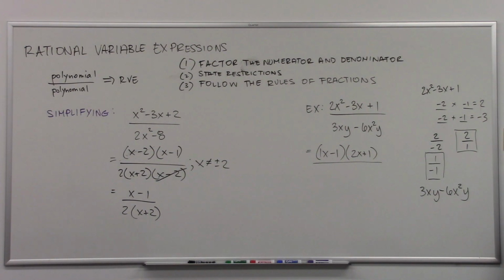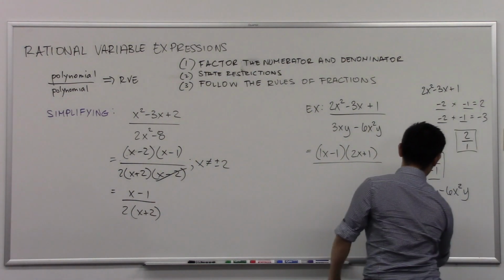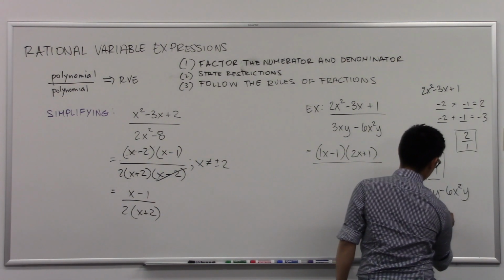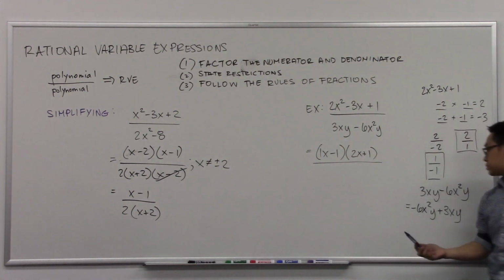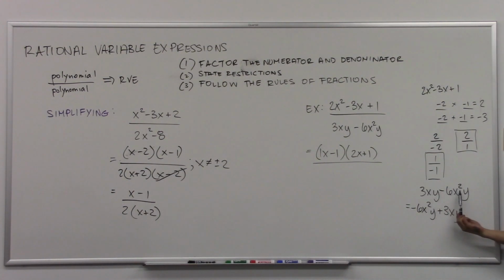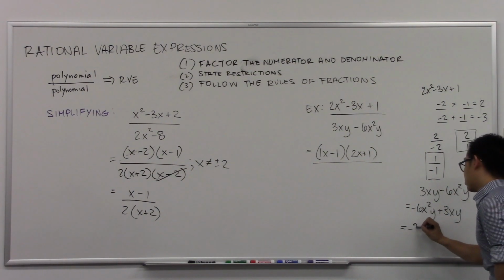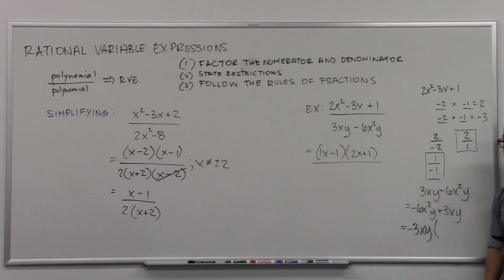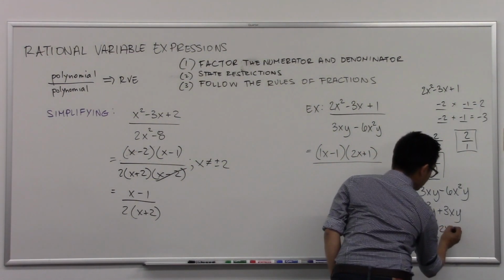First step to factoring is put it in descending order. This has a degree of 2, this has a degree of 3, this has to come first. Okay? Then we can common factor. What do you common factor out? A -3xy. The first term is negative, so we have to take out a negative. And you're left with 2x minus 1.